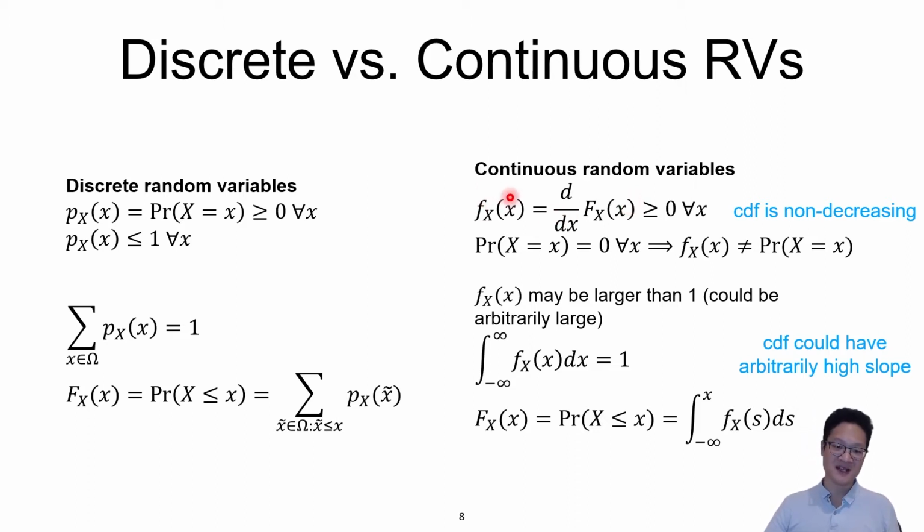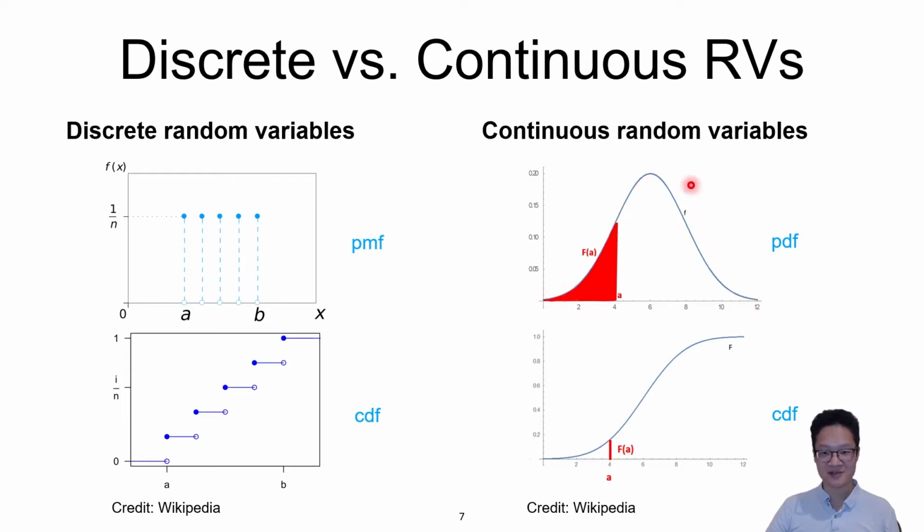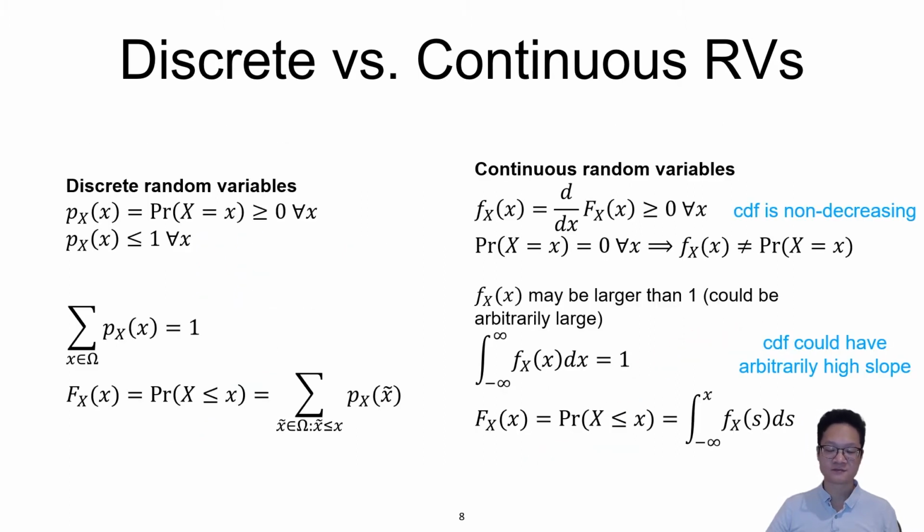This also means that f, the probability density function, is always non-negative as well. So the probability density function is always non-negative, and the CDF is always non-decreasing. For the continuous case, the probability that the random variable takes on an exact value, little x, is always equal to 0 for every x. So it's important to remember that the PDF is not the same as the probability that the random variable capital X takes on the value of little x. That's kind of different from the discrete case.